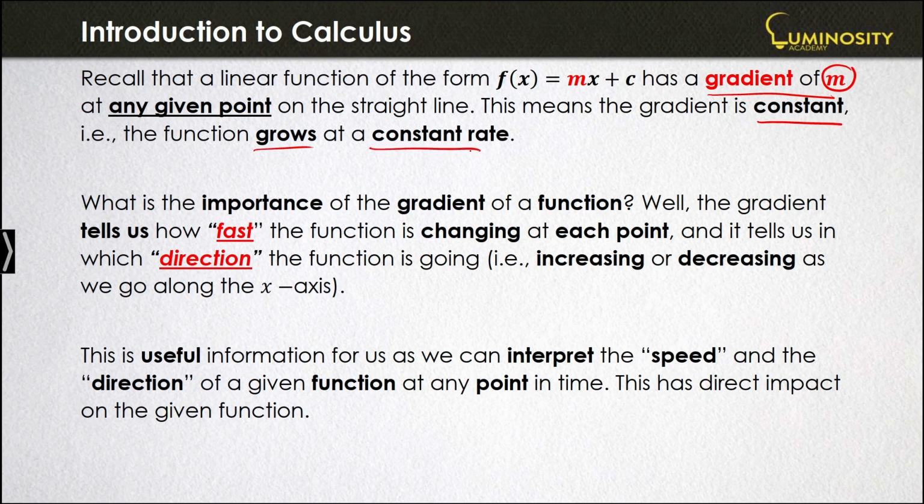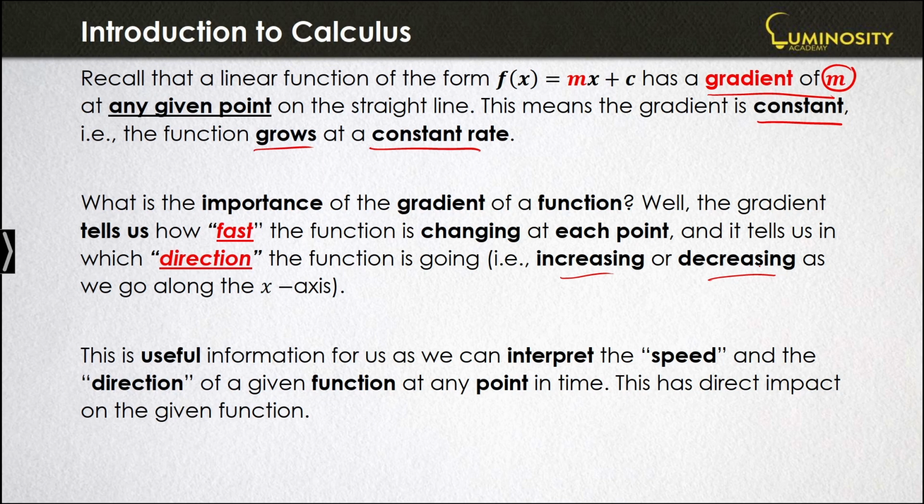Okay, what is the importance of the gradient of a function? The gradient tells us how fast the function is changing at each point. And this in turn tells us which direction the function is going, whether it's increasing or decreasing as we go along the x-axis from left to right. This is useful information because we can interpret the speed and the direction of a given function at any point in time.